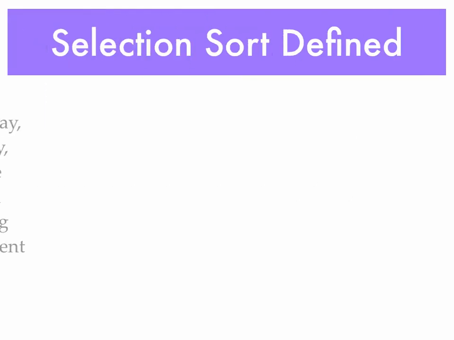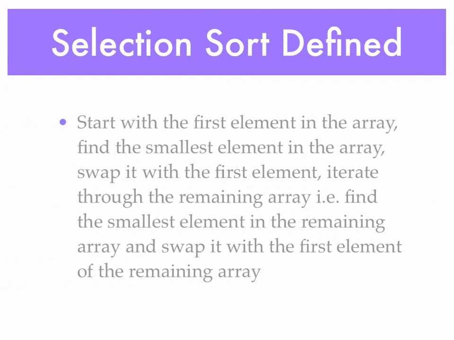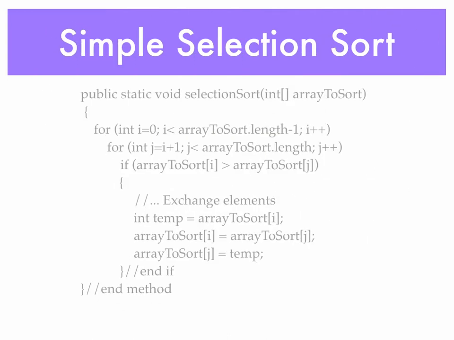Now, a selection sort is defined this way. What we do is we start with the first element of an array, then we find the smallest element of that array, and then we swap that smallest element with the first one. Then we iterate through the remaining array. That is, we find the smallest element of the remaining array, and we swap it with the first element of that same remaining array. Here's a method that implements a simple selection sort.